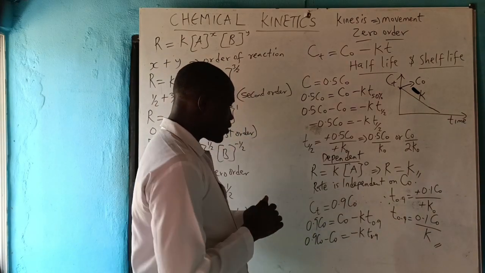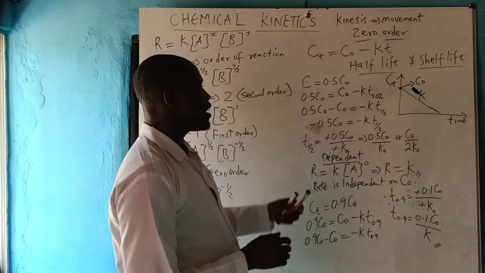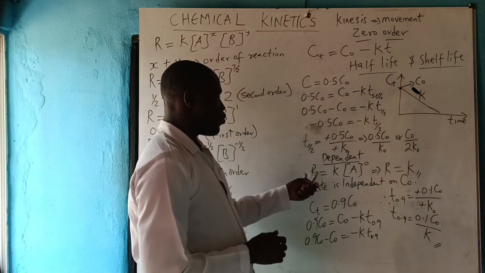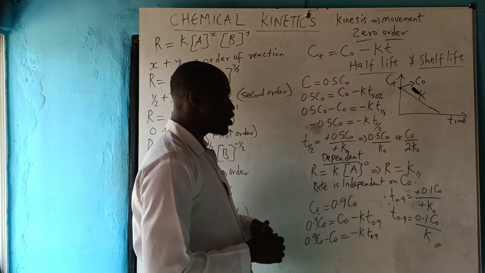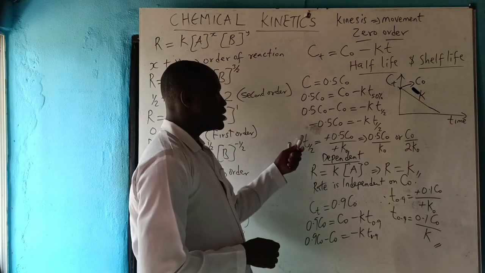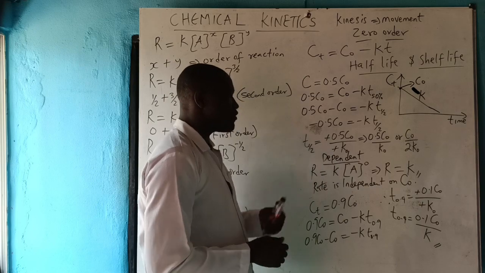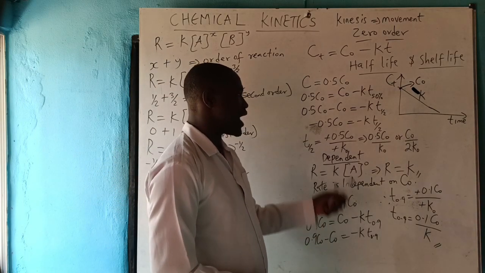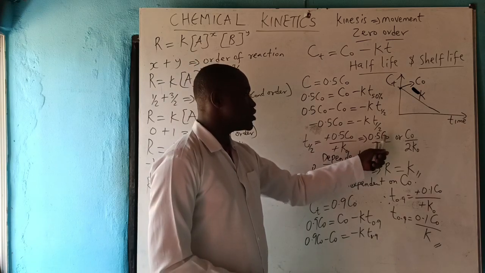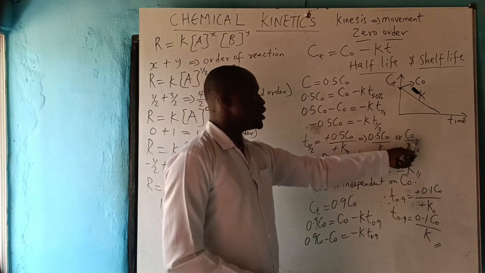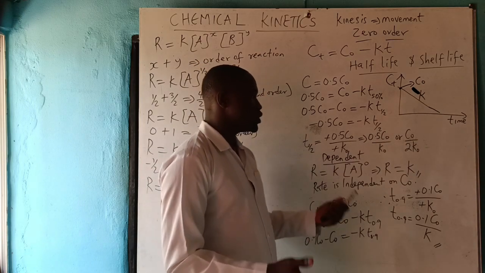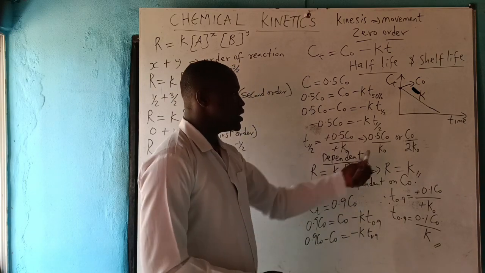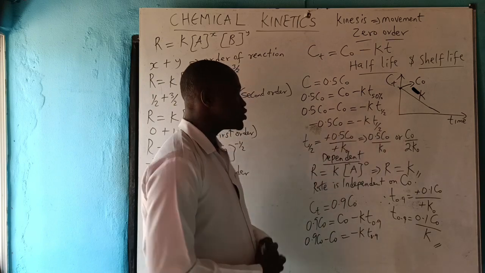So we have been able to get the formula for the half-life of a zero order reaction. We said the half-life of a zero order reaction is dependent on the initial concentration and is gotten from 0.5 CO over KO, or CO over 2 KO, whichever one you want. This KO is the rate constant of a zero order reaction.